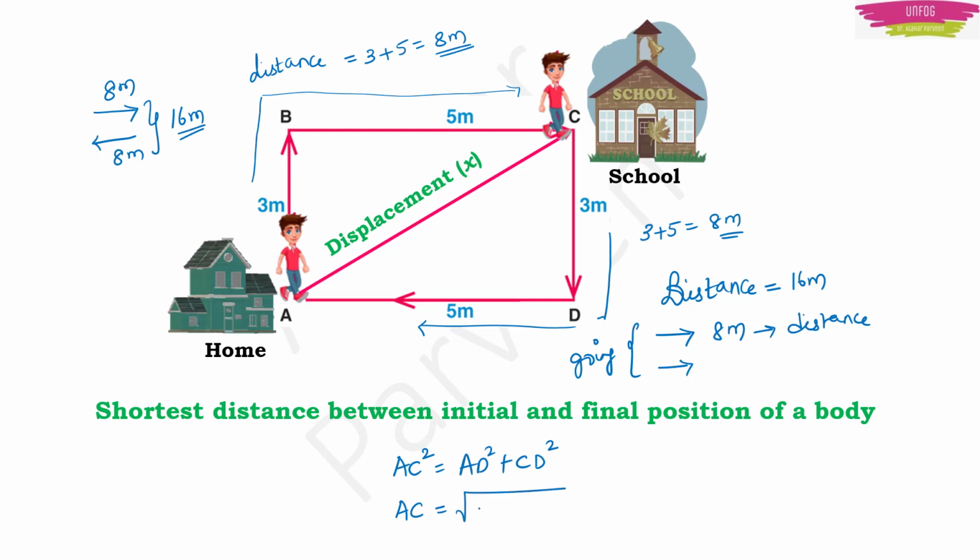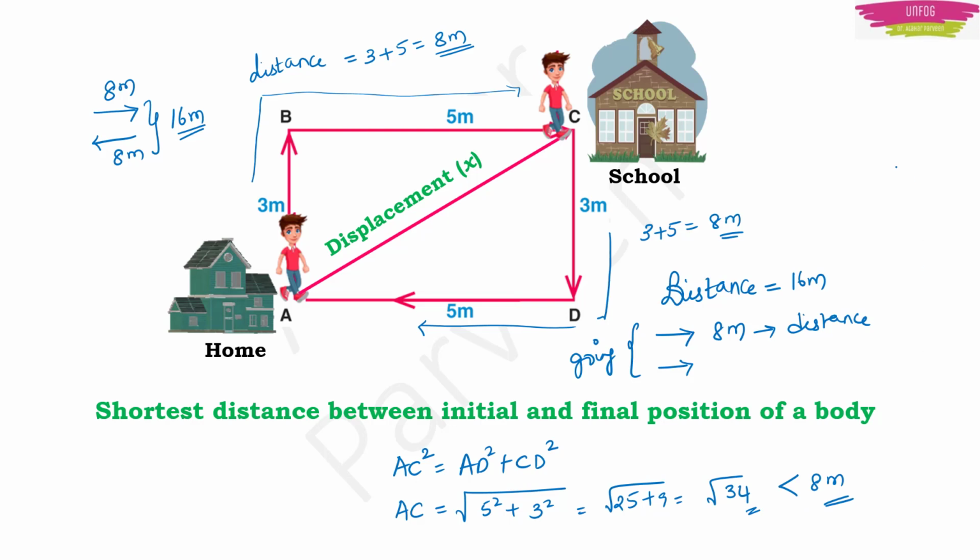This will be equal to square root of 5 square plus 3 square. This will be equal to square root of 25 plus 9. This will be equal to square root of 34. Correct? So this square root of 34 is very much less than 8 meters, right? It is less than 8 meters.